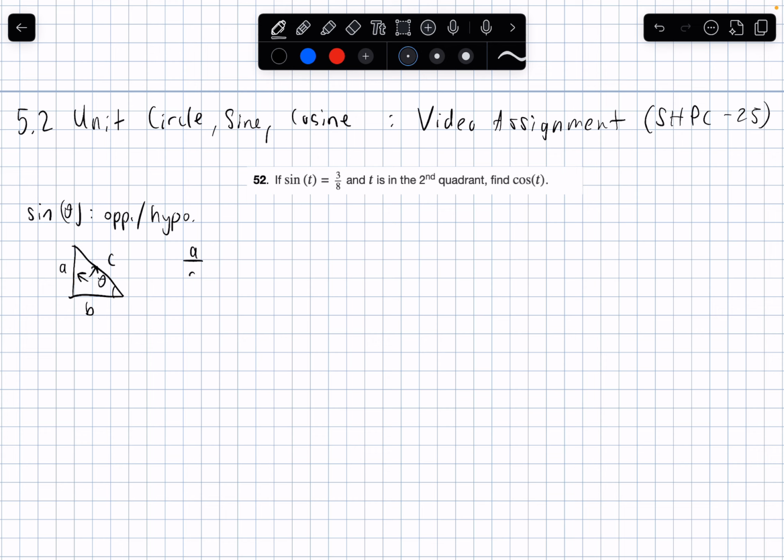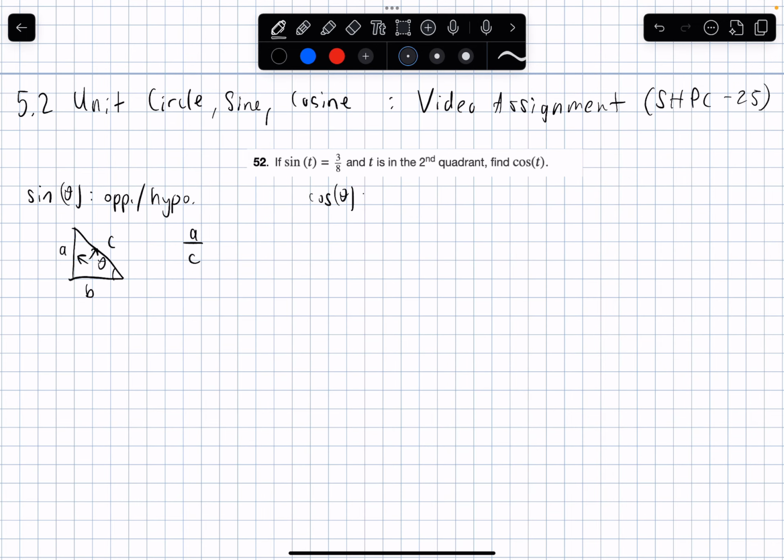So A over C. On the other hand, we have cosine of theta, which describes the relationship between the adjacent over the hypotenuse side of a triangle. And so in this triangle, we will have cosine of theta equaling B, which is the adjacent side, over C, which is the hypotenuse. So B over C, okay?